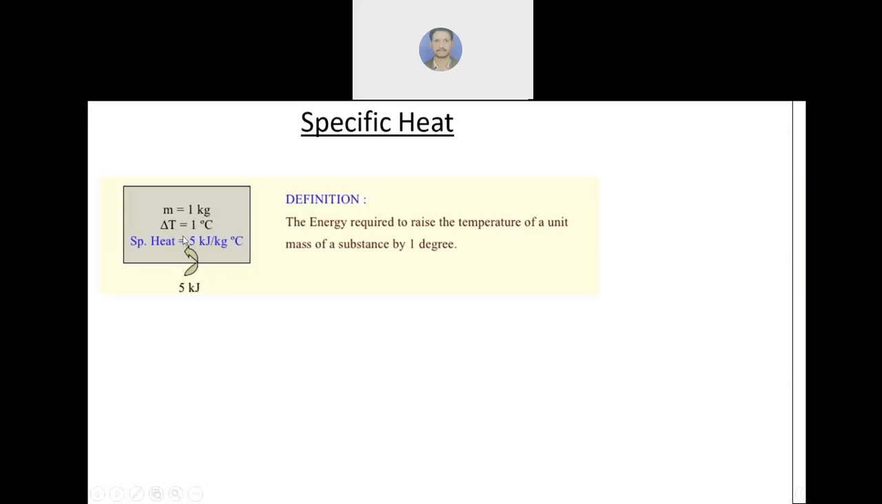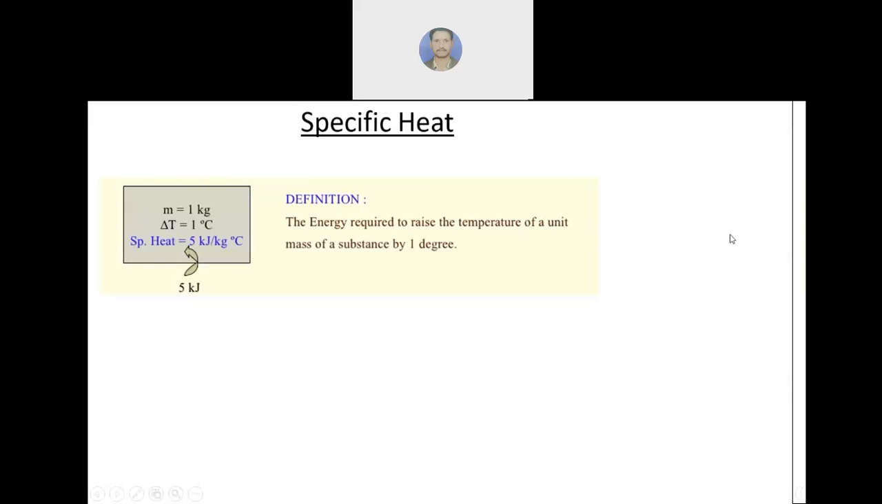So the energy required to raise the temperature of unit mass by 1 degree Celsius is known as specific heat. So if 5 kilojoule of energy is required to raise the temperature of 1 kg mass by 1 degree, then the specific heat will be 5 kilojoule per kg degree Celsius. This is the unit, kilojoule per kg degree Celsius.